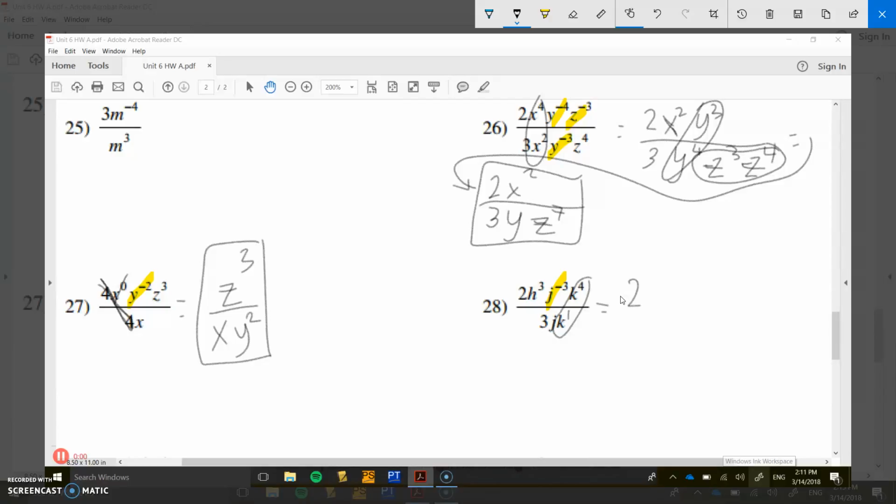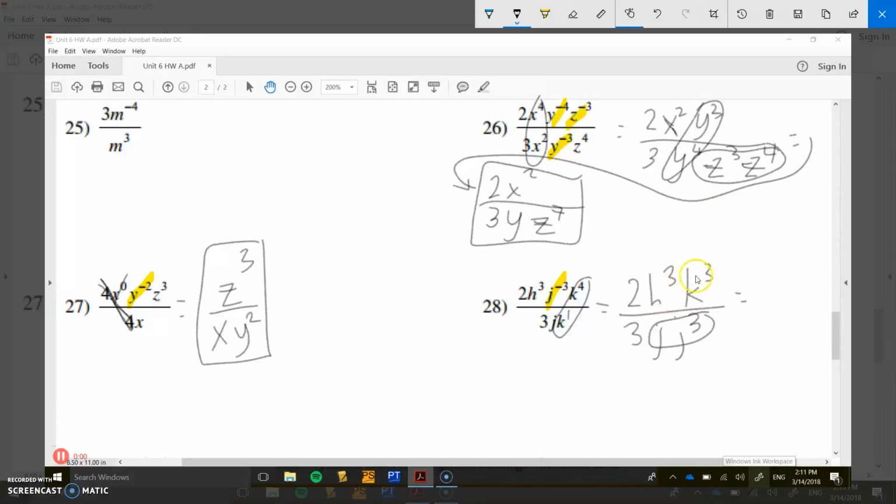So 2 and h cubed, and k to the 4th divided by k to the 1 is k cubed over 3j, and then we took out that k. Oh, can't forget to move this j down to make the exponent positive. Almost done. What do you see here? I hope that you just said a product rule, because that's a product rule. And we're almost done.